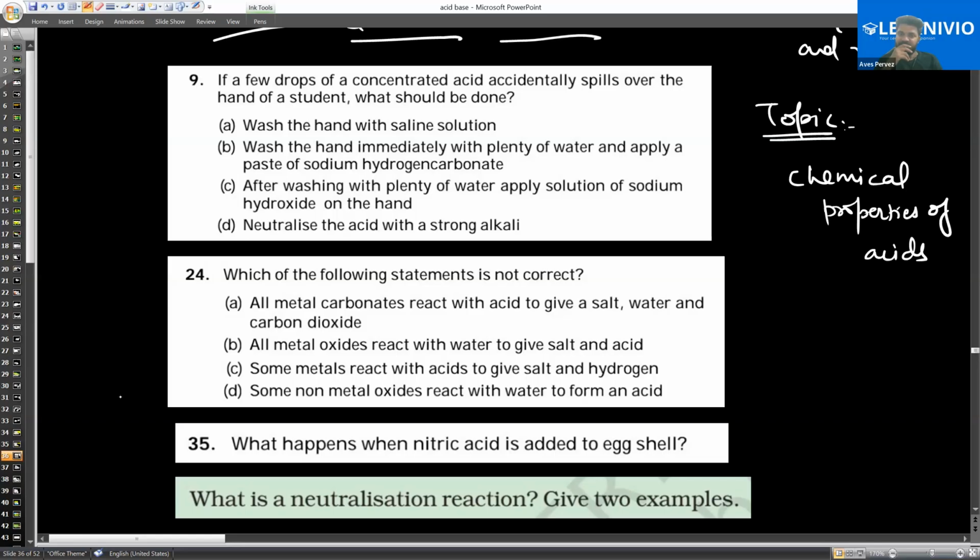What are you saying? Option B or C? Option B. Sodium hydroxide is a strong base. We will learn this thing. Okay. If you are not able to answer this question, it's okay. What could be the answer for question number 24?